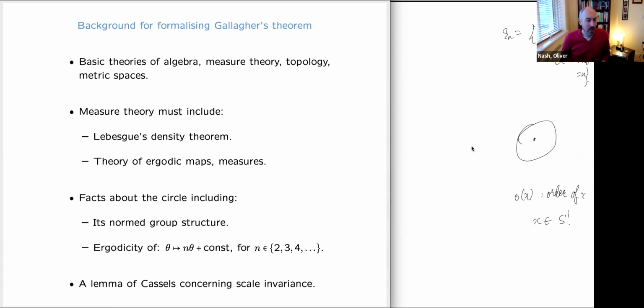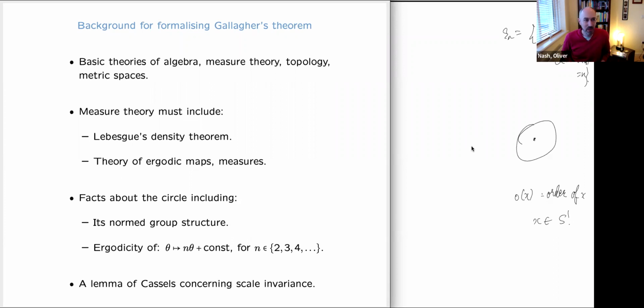So what background do we need? And when I was starting this, I had to have a look at Mathlib and ask myself, was it plausible that I could formalize this result, once I understood the proof? And you need elementary theories of like algebra, measure theory, topology, metric spaces, that other bits in between, order theory and so on. But that's pretty much what you want.